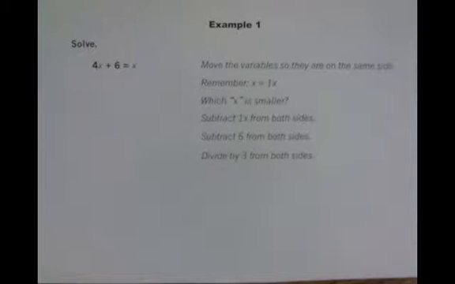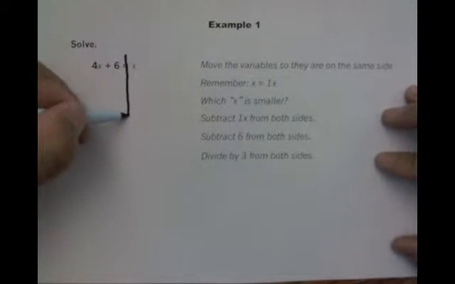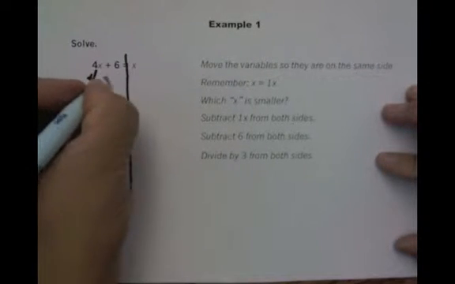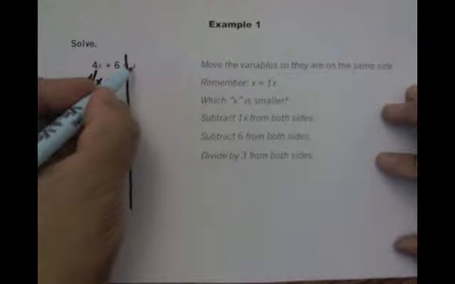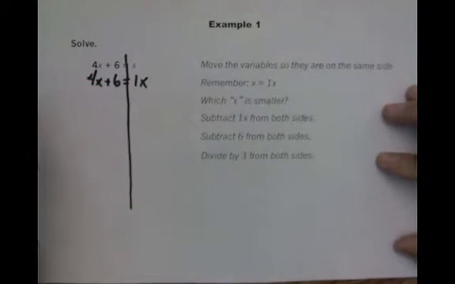Example 1 for solving equations with variables on both sides. The equation is 4x plus 6 equals x. So the first thing I'm going to do again is put a line down the equal sign. And then I'm going to rewrite the equation. And instead of just putting x, I'm going to put 1x just so I remember that's what it means.